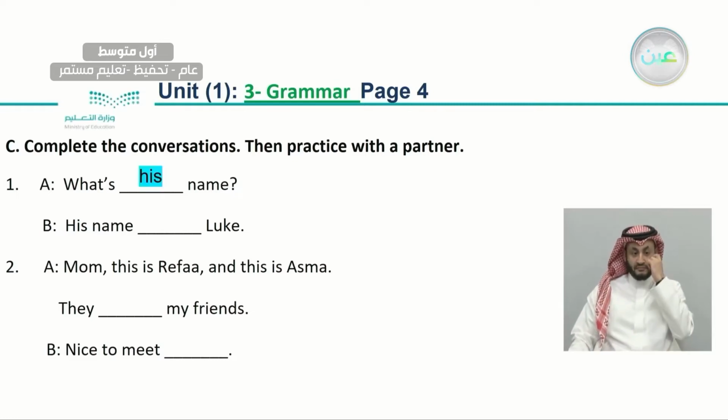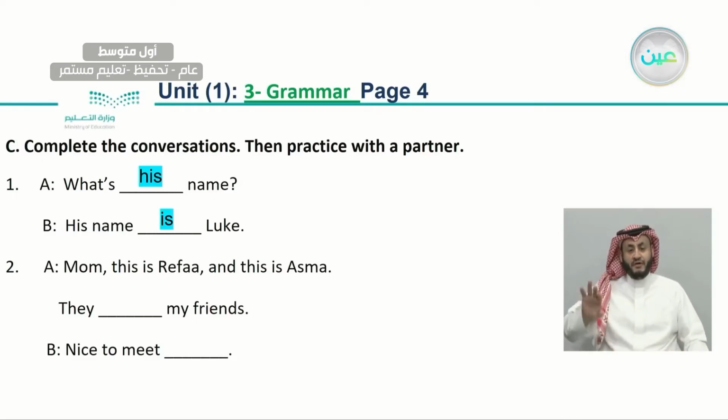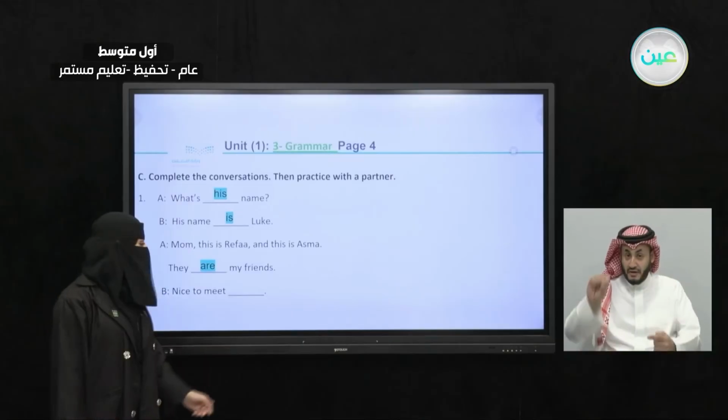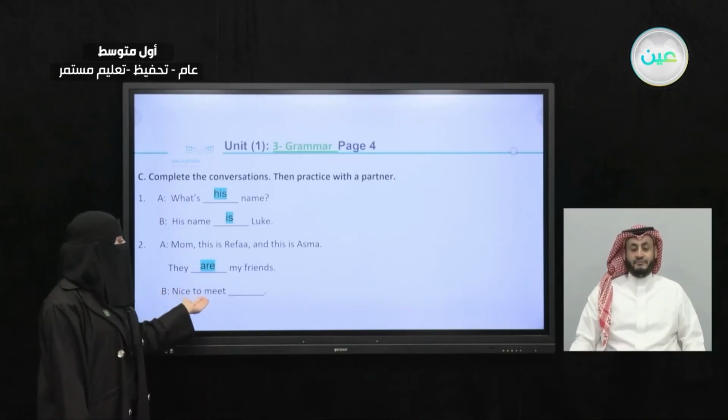Yes, a possessive adjective. His name. What is his name? I'm asking about someone who's not there. And letter B, his name is Luke. Number 2, A, Mom, this is Rifa and this is Asma. Okay, introducing each other. They, space, my friends. What is the verb to be that's supposed to be in here? Are my friends. Good, because friends are plural, okay? It's more than one. Nice to meet you.